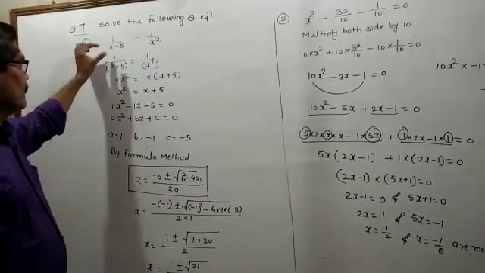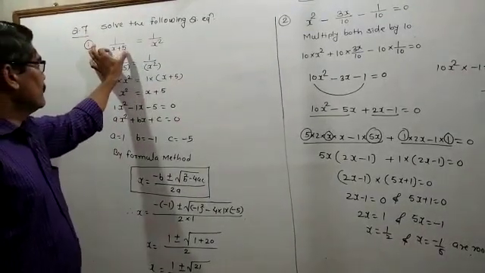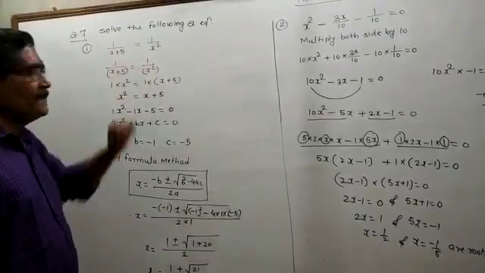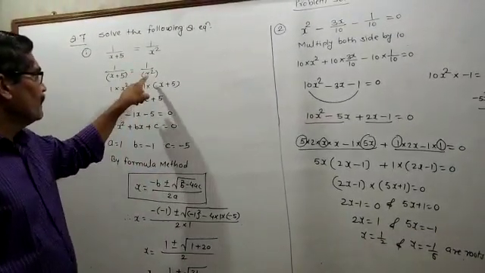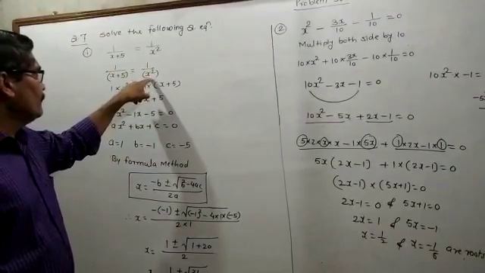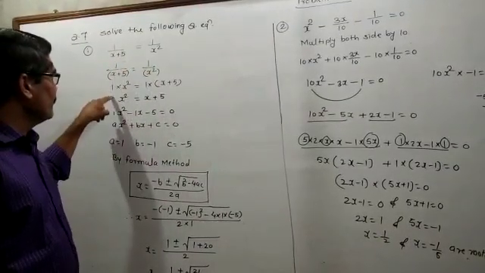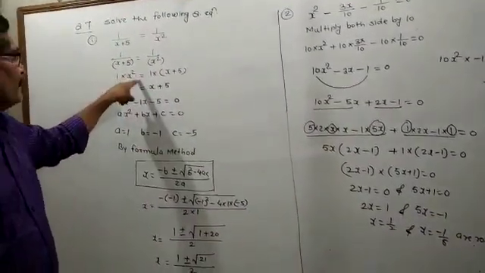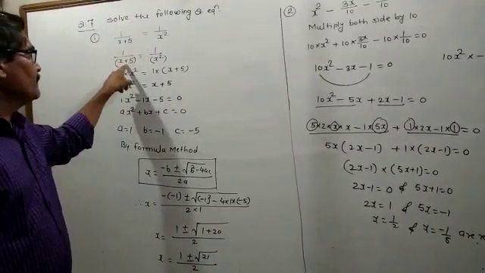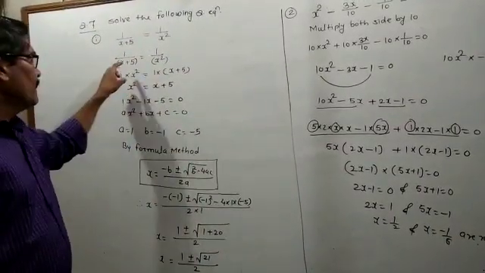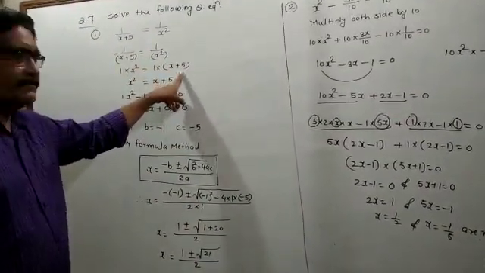So here, x plus 5 is in the denominator, x square is in the denominator. You have to shift the denominators and do the product. Divided by x square becomes multiplied by x square. This becomes 1 multiplied by x square. 1 multiplied by x plus 5, this bracket you have to shift that side. Divided by x plus 5 becomes multiplied by x plus 5.